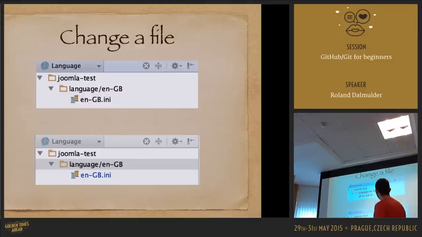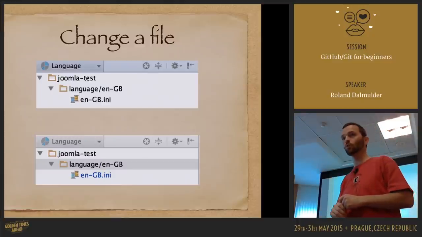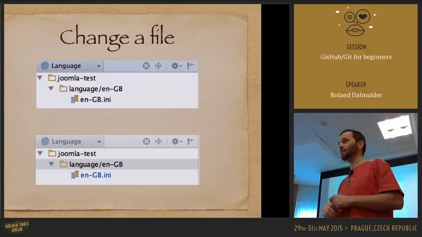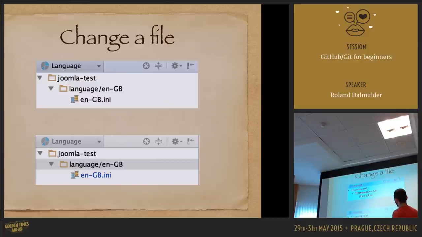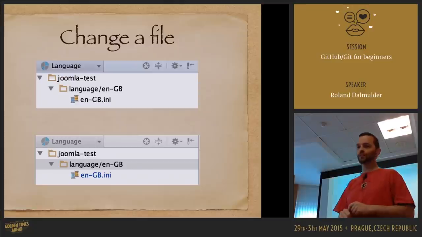This is the main language file, which lives in language, en-GB, en-GB.ini. The Joomla core code only has the British language file, so it's the main language of Joomla. So I changed a string somewhere in the file, and in this case, PHPStorm will make the language file blue, so you can see it changed.